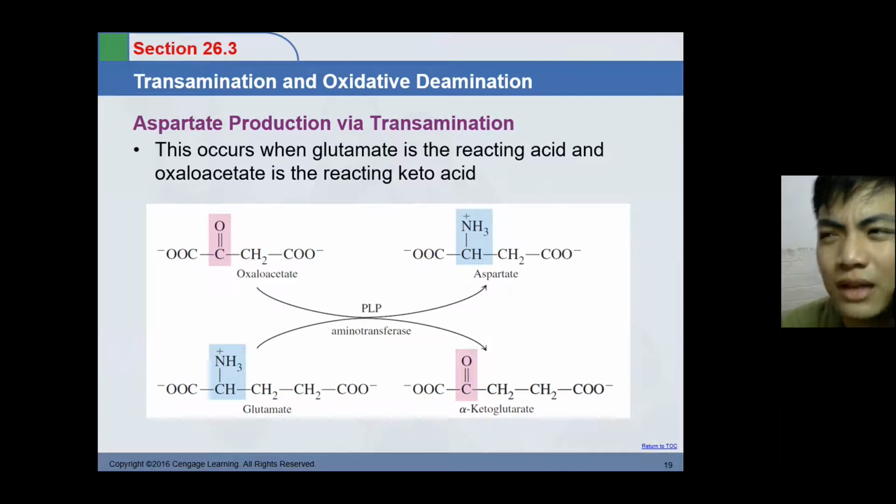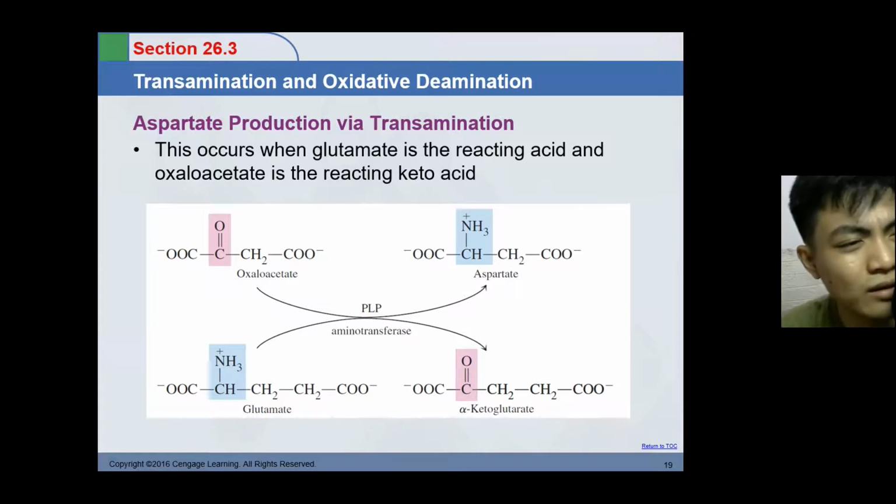What else? We also have aspartate production. So, oxaloacetate, kilala nyo yan, ito ay nasa Krebs cycle, diba? If our oxaloacetate reacts with a glutamate, pwede tayo mag-transamination. So, itong carbonyl, lipat mo dito. Yung amine, lipat mo doon. So, mangyayari, makakaproduce tayo ng aspartate. And you know, aspartate is one of the amino acids.